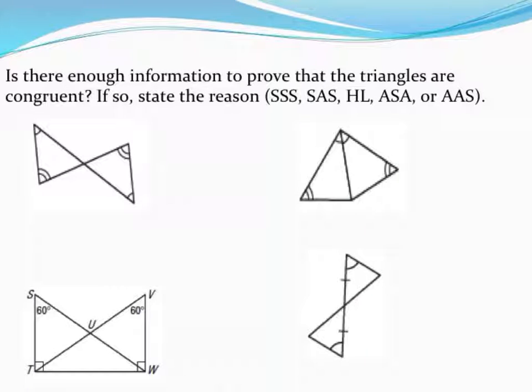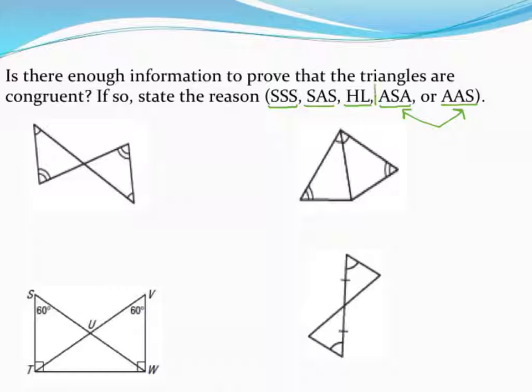At this point, we now have all 5 reasons available to us to prove that triangles are congruent. Side, side, side, side, angle, side, where the angle's in between them. HL, hypotenuse leg, and then our new ones, angle, side, angle, or angle, angle, side. Both of these new ones will have 2 angles. It'll depend on where that third side is.